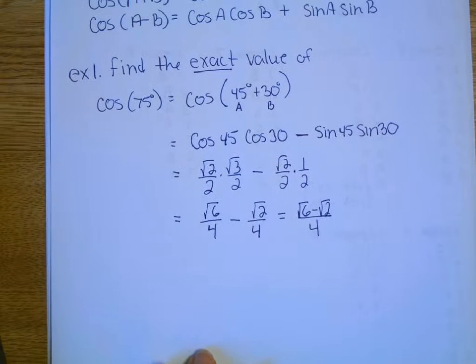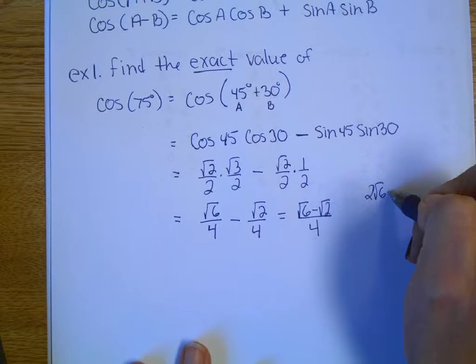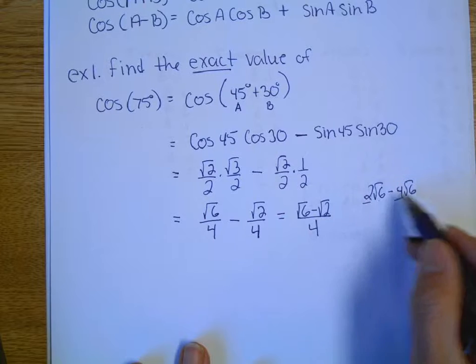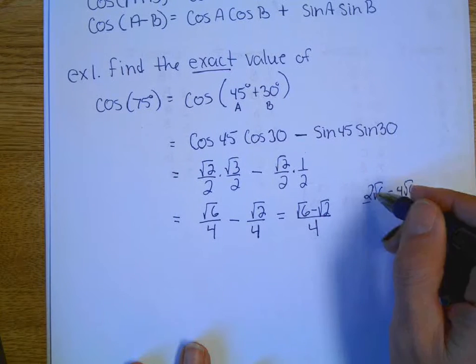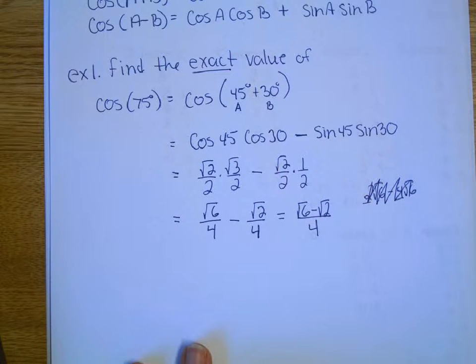Done. Wait, why can't we just subtract square root of 6 and square root of 2? Because they're not like terms. If I had 2 square root of 6 minus 4 square root of 6, I could subtract the 2 minus the 4 because they're like terms. Square roots are their own, like an x. This is like an x and that's a y because they're not the same square roots. So it's not legal to subtract underneath square roots together. Not a legal move from Algebra 1. You don't need to degrade me like that. Okay.